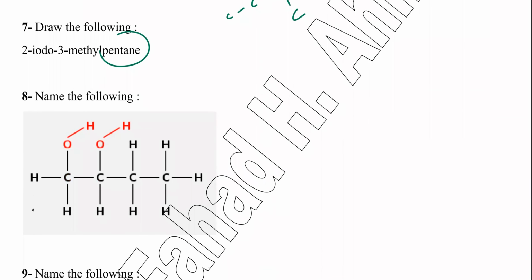So that's a diol, 4 carbon atoms. But because it's saturated, plus it's a diol because there are 2 alcohols, and the positions are 1 and 2, it's going to be butane-1,2-diol.